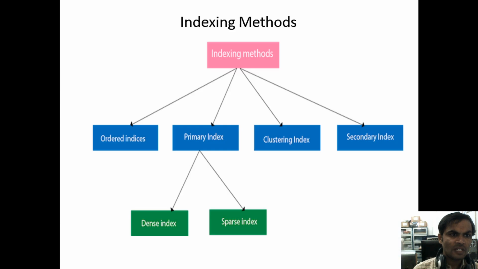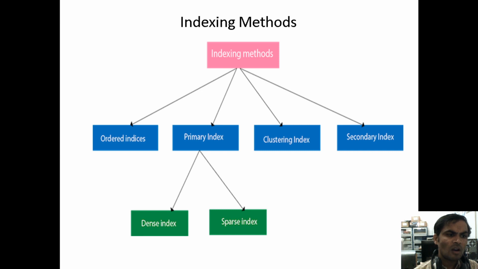Now, under the indexing methods, we have different types: order indices, primary index, cluster index, and secondary index. These are the four types of indexing methods available under the index concept. Coming to the primary index, it is categorized into two types, dense index and sparse index. This will be in your syllabus.